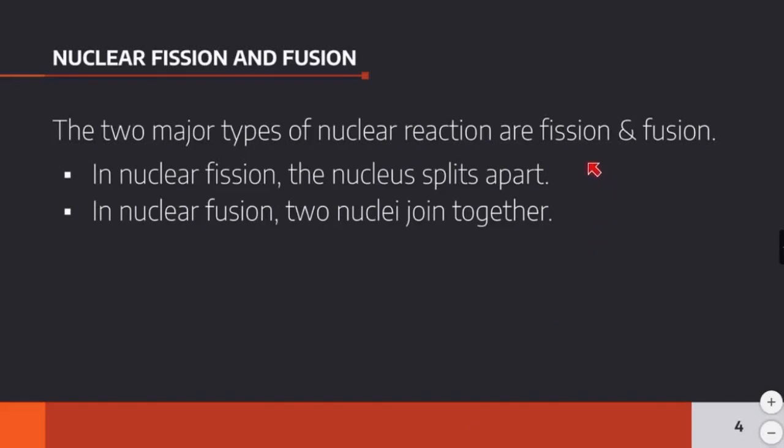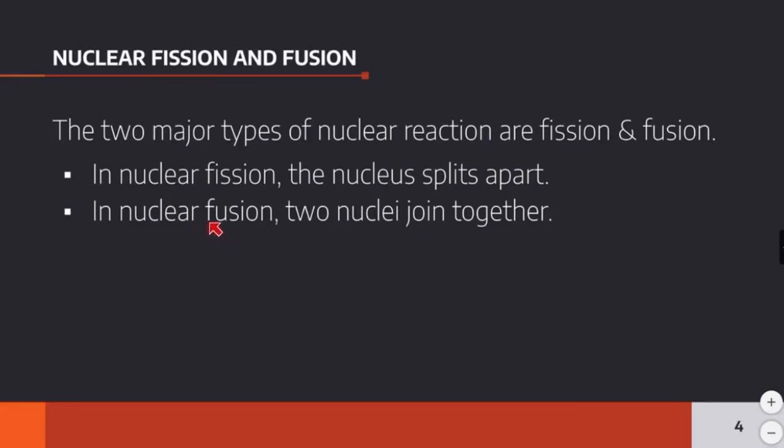The two major types of nuclear reaction are what we call fission and fusion. In nuclear fission, the nucleus splits apart. Usually we start off with a large nucleus and it splits. We can almost hear the word, there's the word fissure or the word division. So fission means to split. And so in fission, the nucleus splits. In fusion, they join. If we fuse two things together, we've taken two things and made it into one.